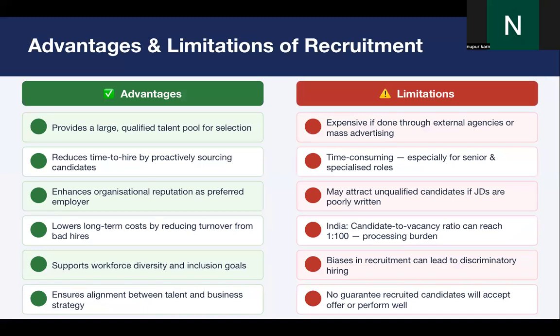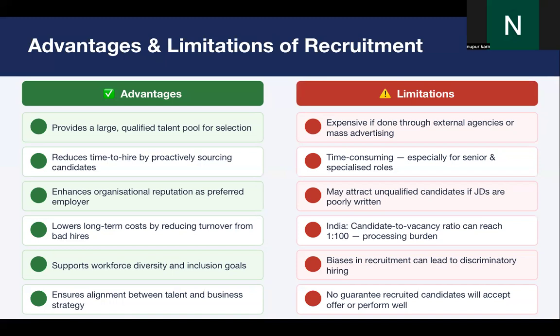Now the advantages and limitations of recruitment. What are the advantages and what are the limitations? Advantages means it provides a large qualified talent for selection. It means that if you have proper planning, it provides you large qualified people for selection, because you will get resumes from everywhere, from every source. So in that case you will have a large number of people, your quality will be maintained, and you will have good quality of candidates. So this is one of the advantages of recruitment.